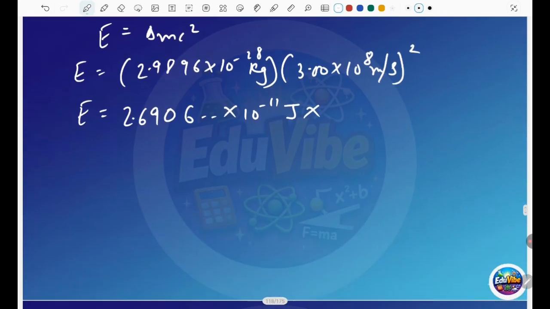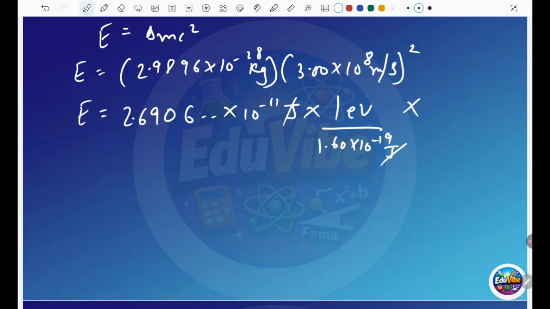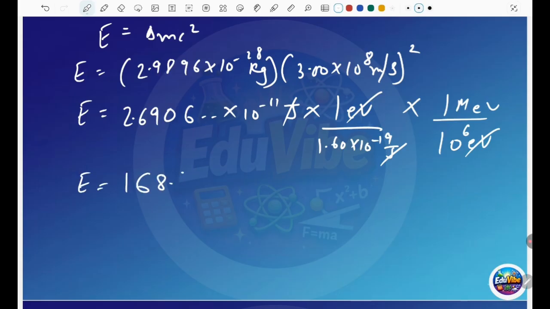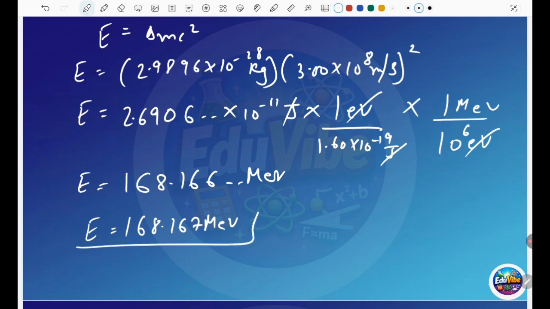But you want this in MeV. So first convert to eV. You have to divide this by 1.6 times 10 to the power minus 19 joules per eV. Joules cancel. Now we want it in MeV. So 1 MeV is equal to 10 to the power 6 eV. So eV also cancels. When you solve this, you get about 168.167 MeV. These are 6 digits, and this is your energy for that. That's how you can find it.